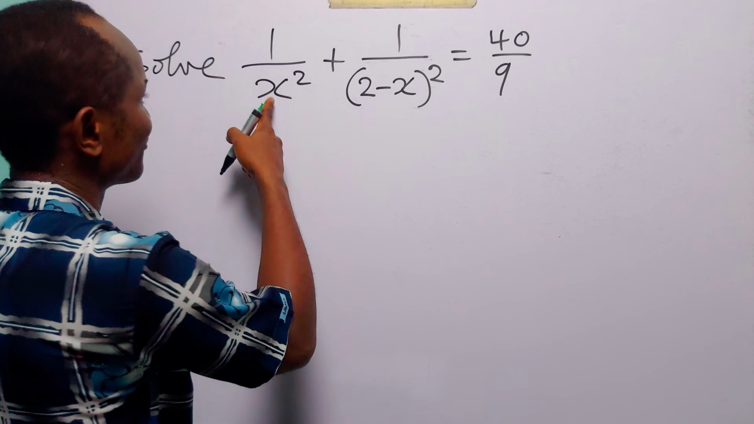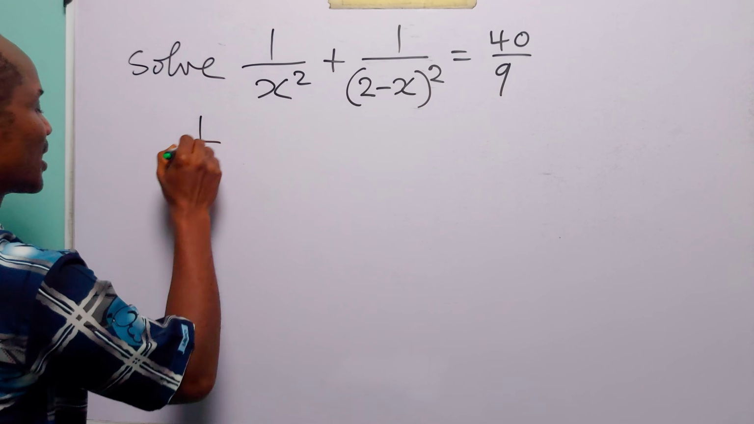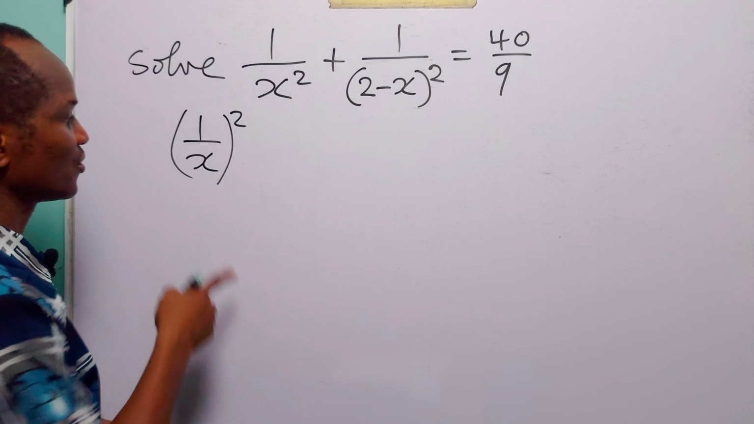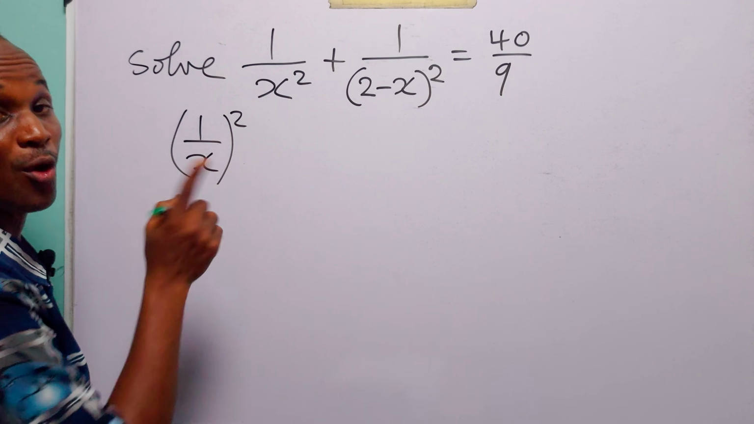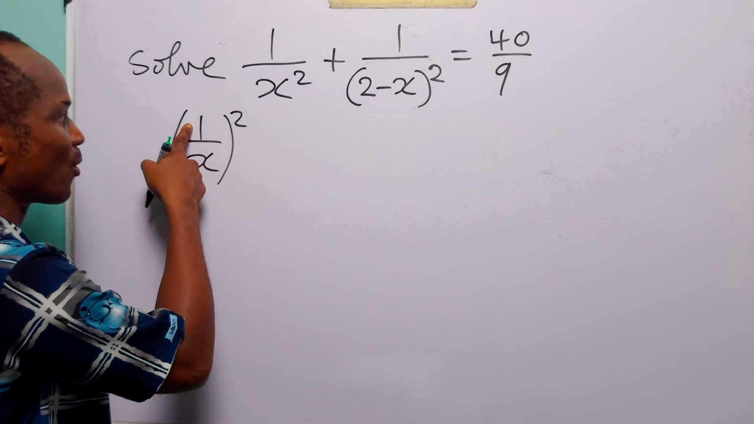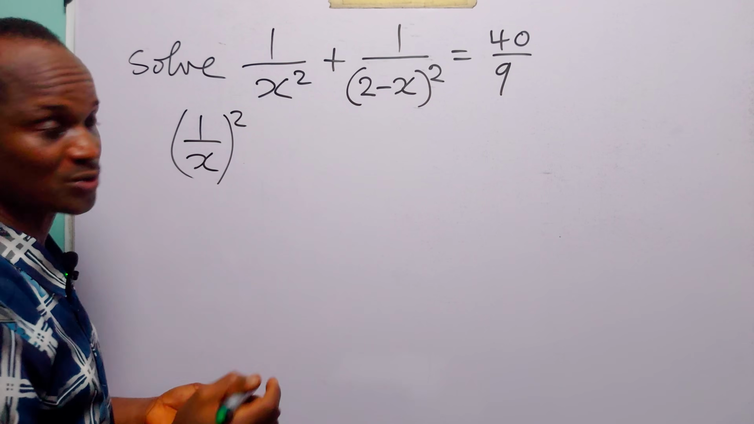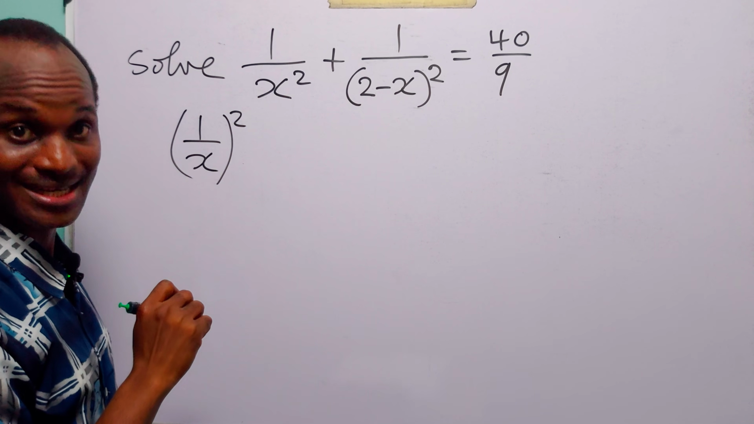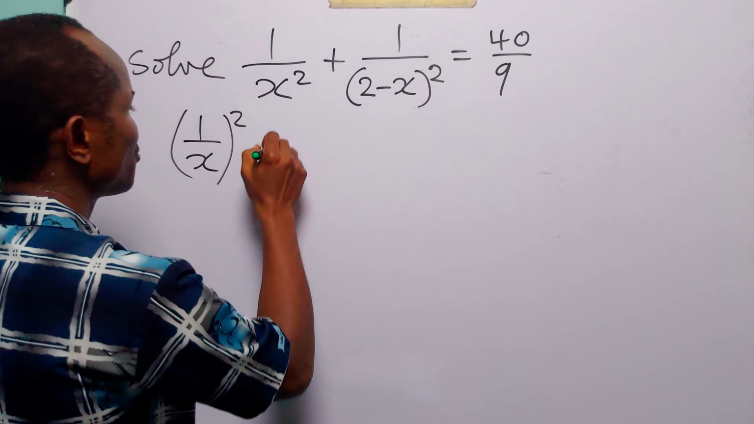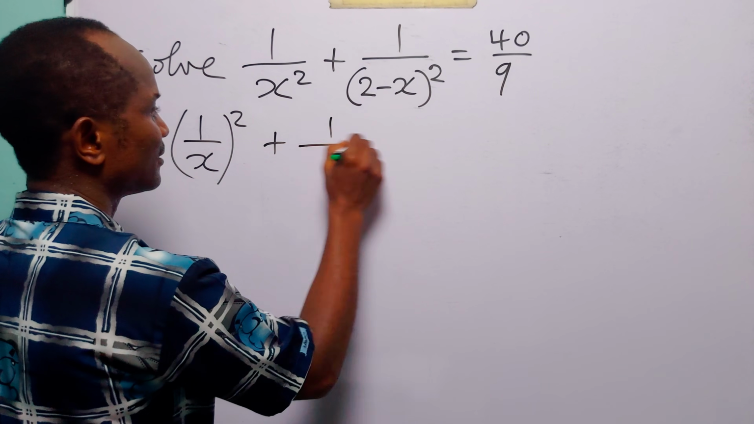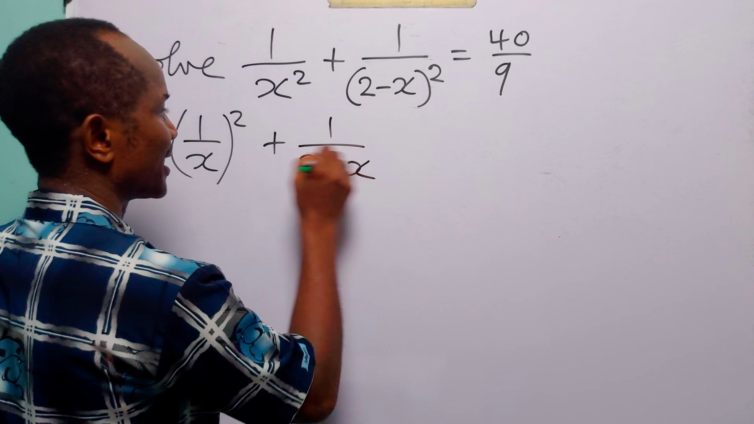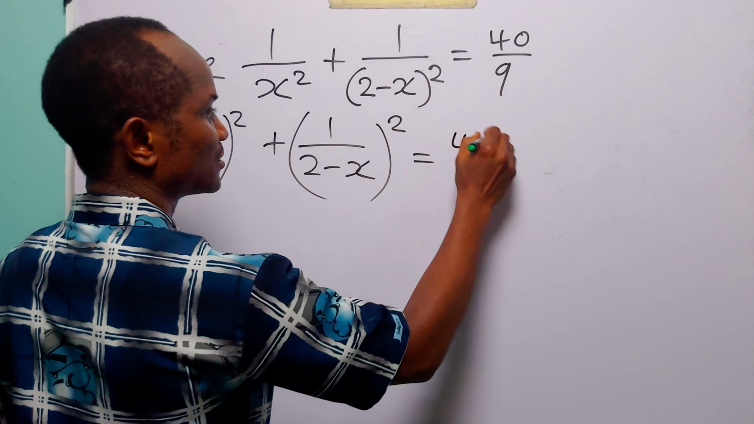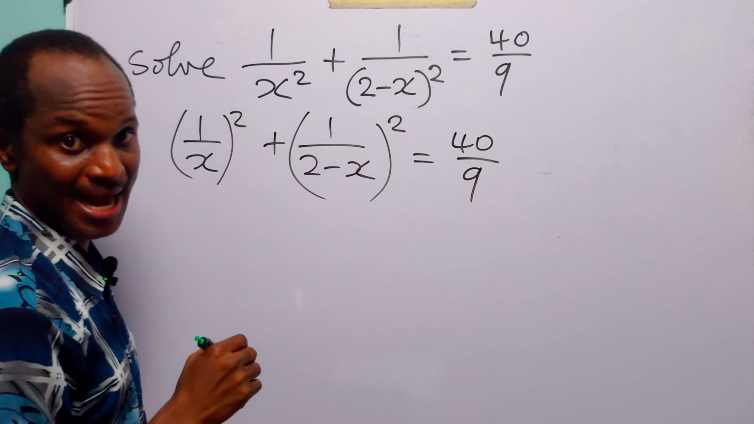Now notice that we can write this first term as 1 over x squared. Of course, you know that to get rid of these brackets, what we do is we square 1, which of course is equal to 1, and then we square x, which is going to give us x squared. Now, in the same way, we can write this as 1 over 2 minus x squared. And of course, this is equal to 40 over 9.